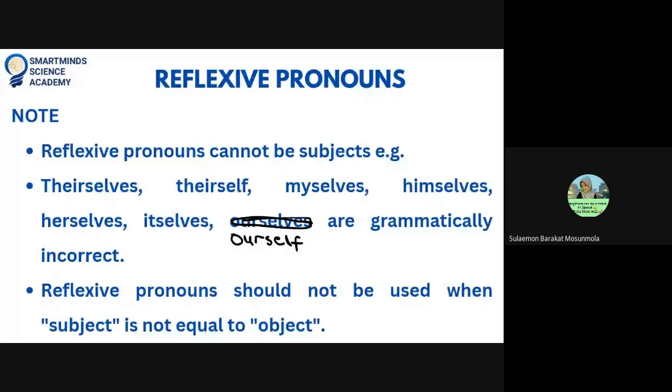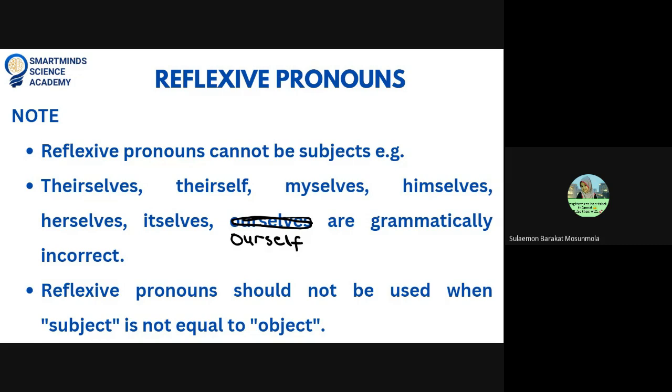Good. Now, another one we have here is reflexive pronouns should not be used when subject is not equal to object. When your subject is not equal to your object, you should not use reflexive pronoun. Just like the questions we answered before we started our class on reflexive pronouns today. So for those that joined early, please kindly watch this video when it has been uploaded. Kindly go back to the recordings of this class when it is uploaded, because we already answered some questions before we started this reflexive pronoun explanation.